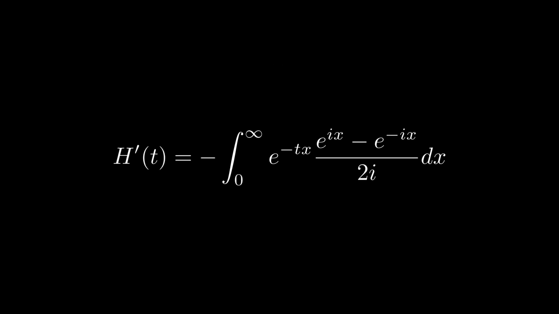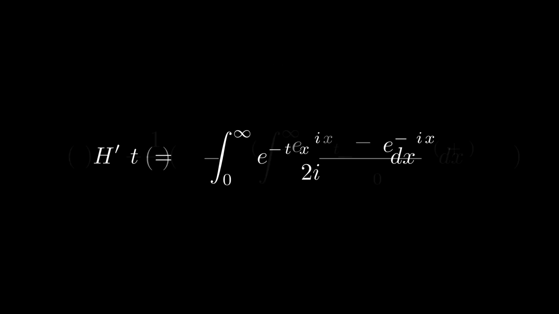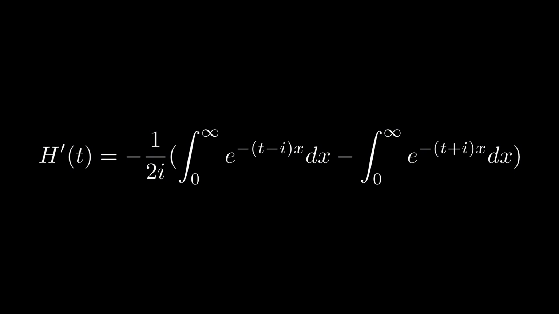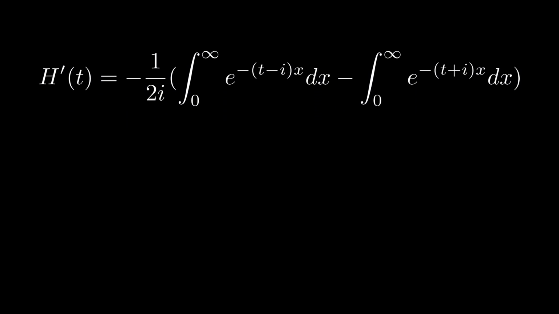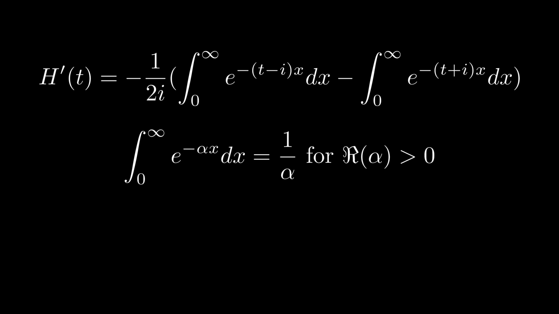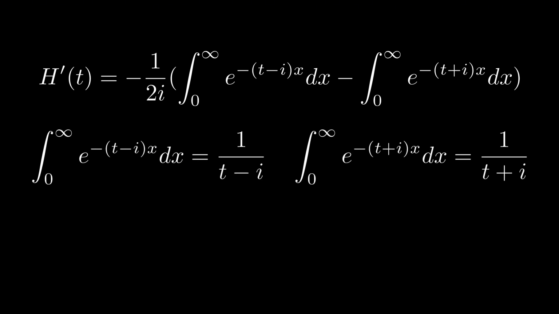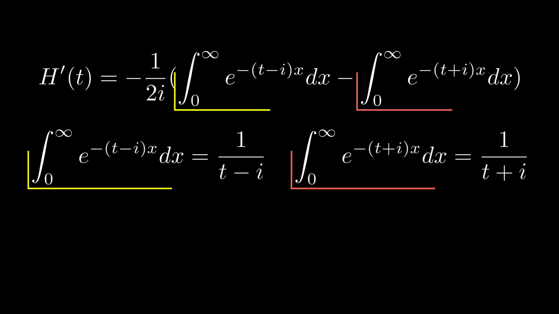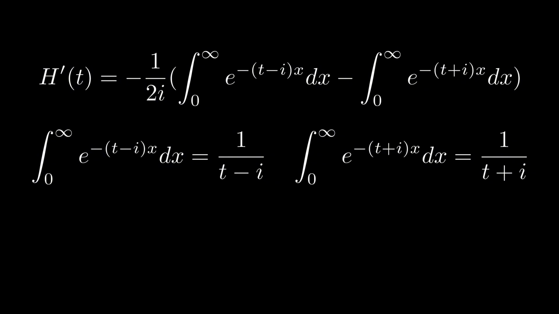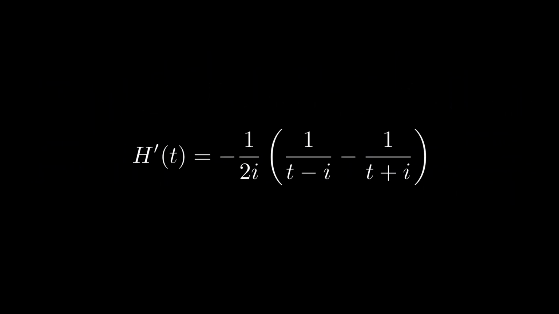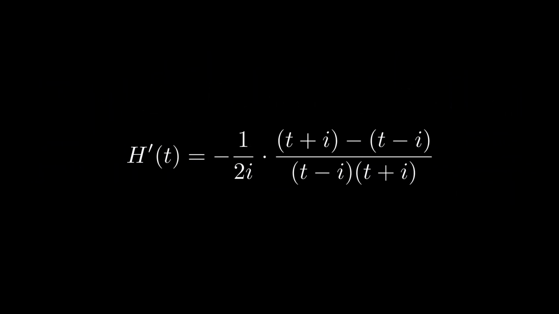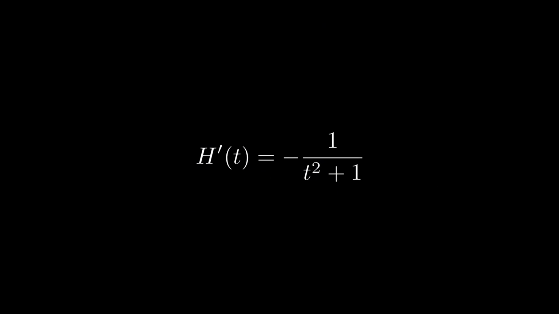Simplifying h prime of t, we have two complex integrals. For every alpha whose real part is greater than 0, the following integral evaluates to 1 over alpha. This means the two parts in the parentheses are respectively 1 over t minus i and 1 over t plus i. Because our integral is a real integral, the final result shouldn't contain an imaginary part. We are expecting some nice cancellations, and we have them. Therefore, h prime of t becomes negative 1 over t squared plus 1.